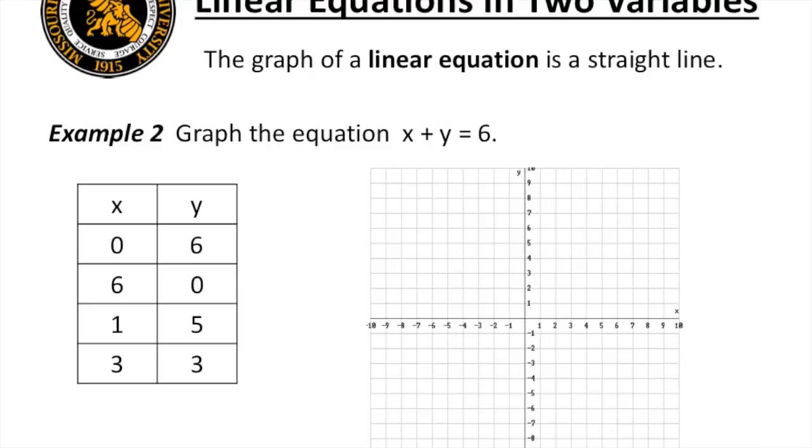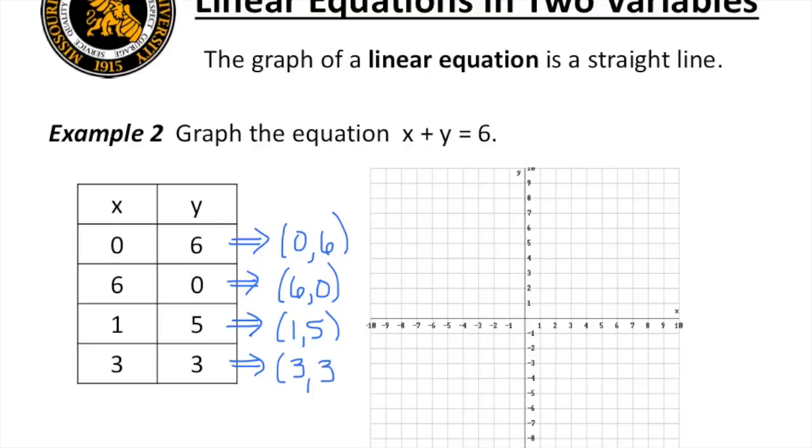The graph of a linear equation in 2 variables is a straight line. Reconsider the equation x plus y equals 6. In the previous example, we completed a table of values that gave us 4 ordered pairs, 0, 6, 6, 0, 1, 5, and 3, 3.